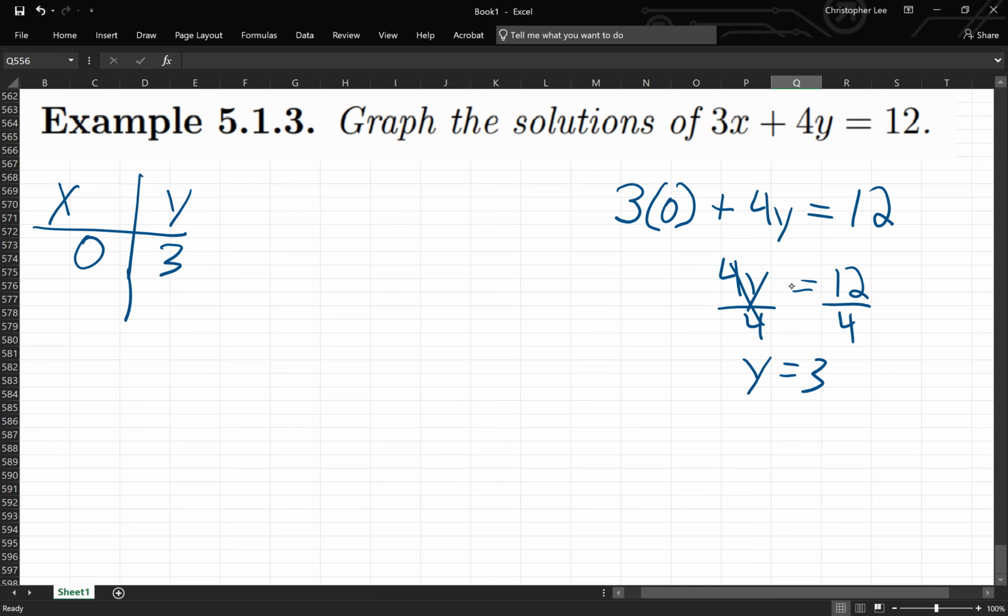Well, 3x plus 4y equals 12. So I figure y'all could probably knock out the first 2 homeworks after this. They're really, really simple. They're not hard at all.